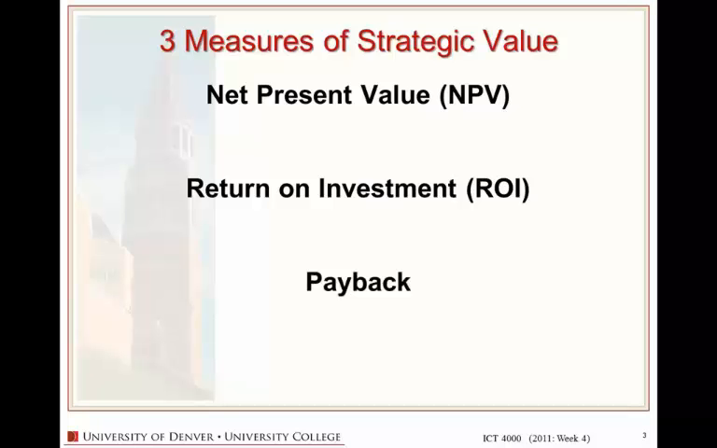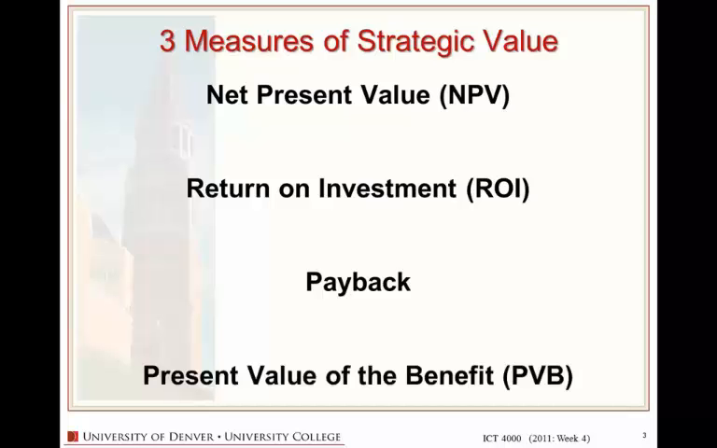And then there's a notion called payback, or how long does it take to get your money back. We'll talk about each one of these and why that's important and how you calculate that. There is actually a fourth number. It's called the present value of the benefit. It is an intermediate number. We will identify it, we will calculate it, and we will use that in calculating all three of these values.